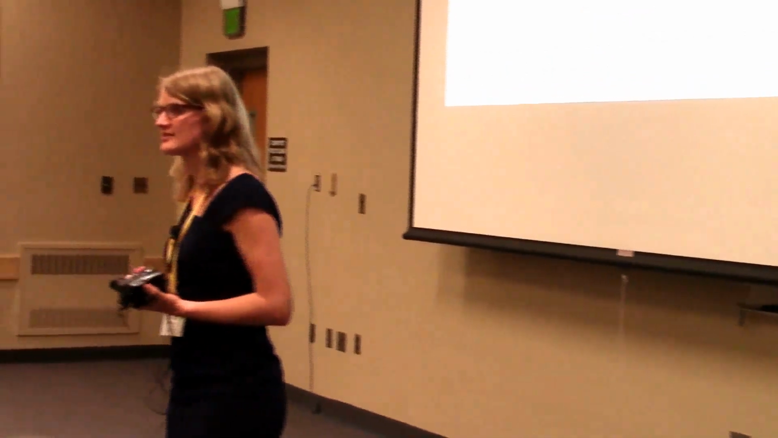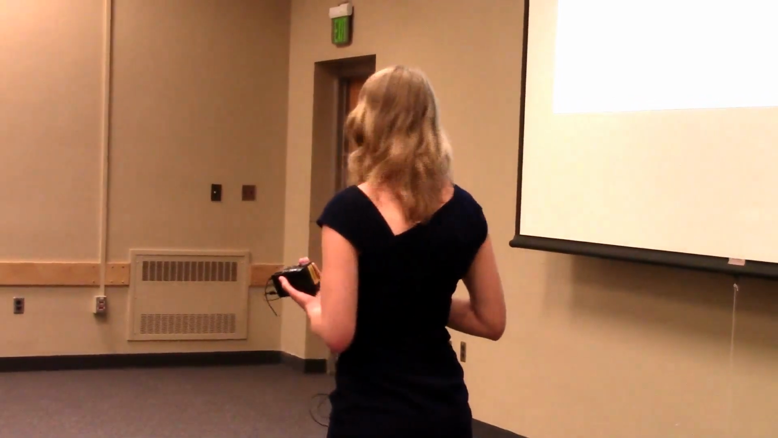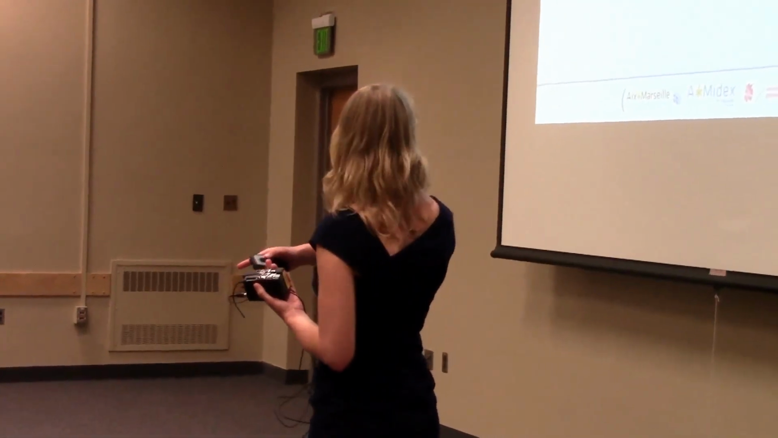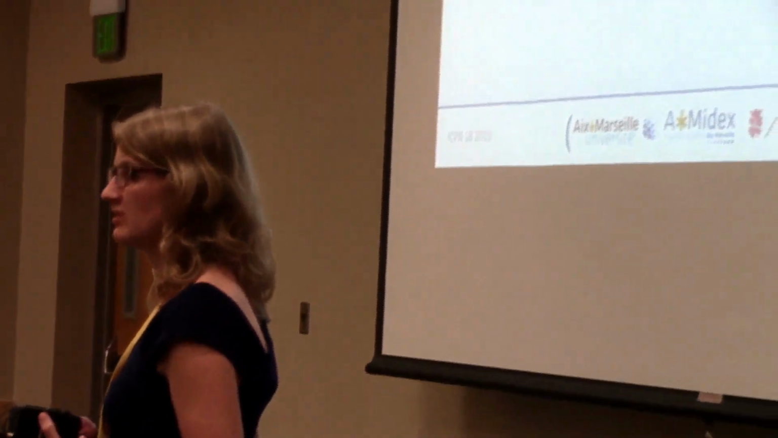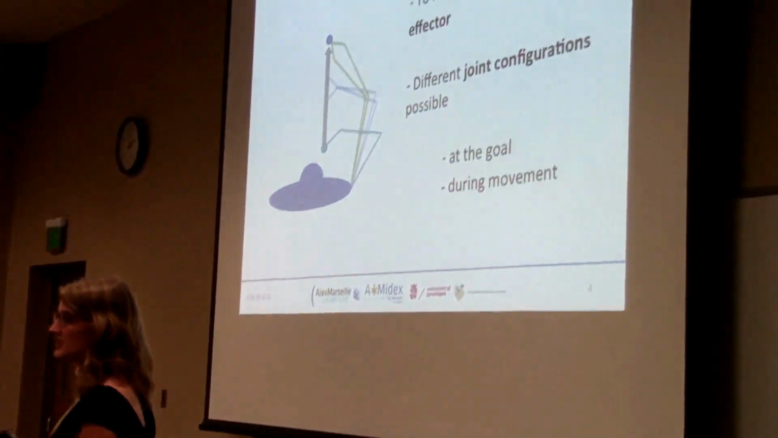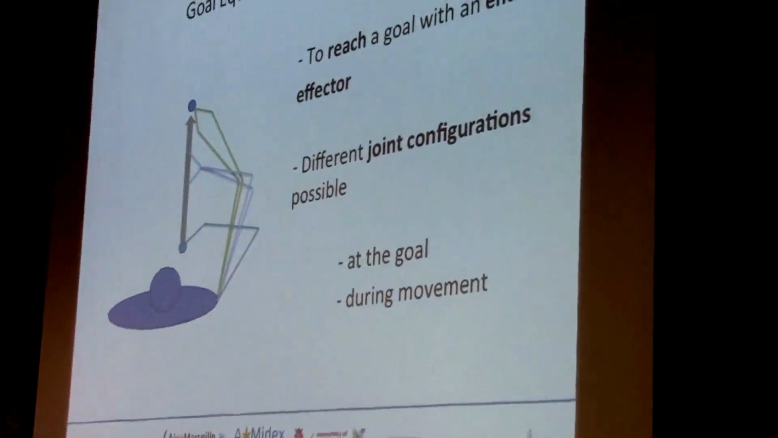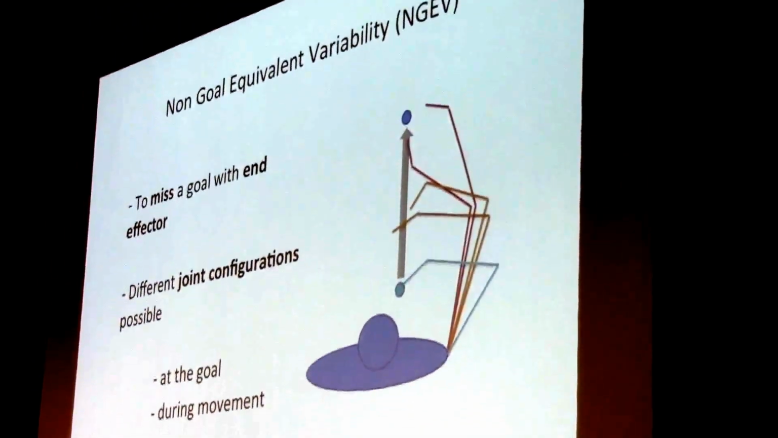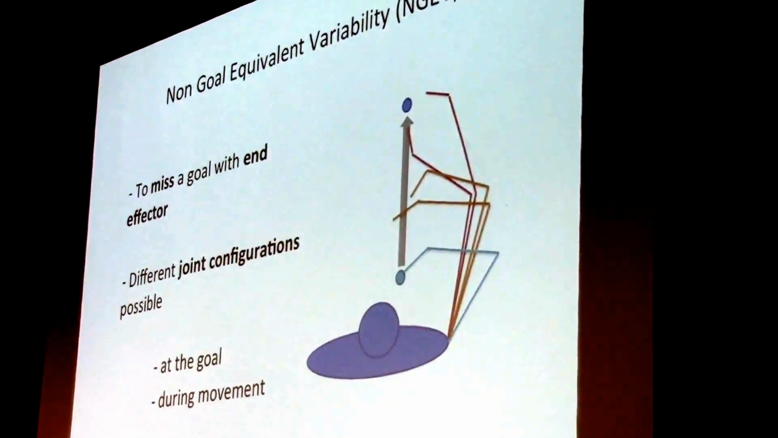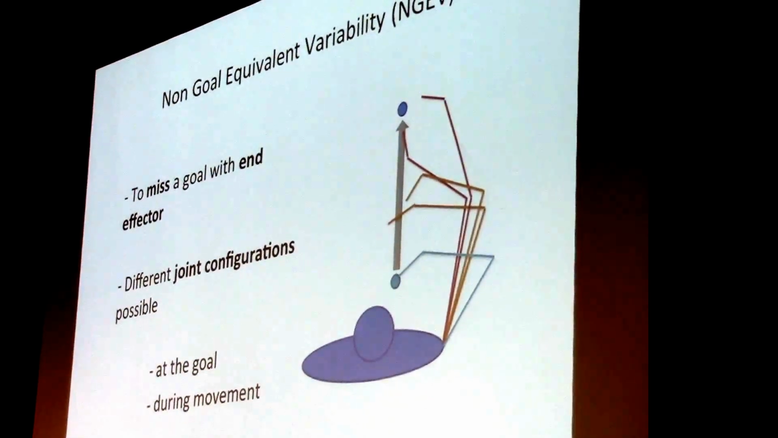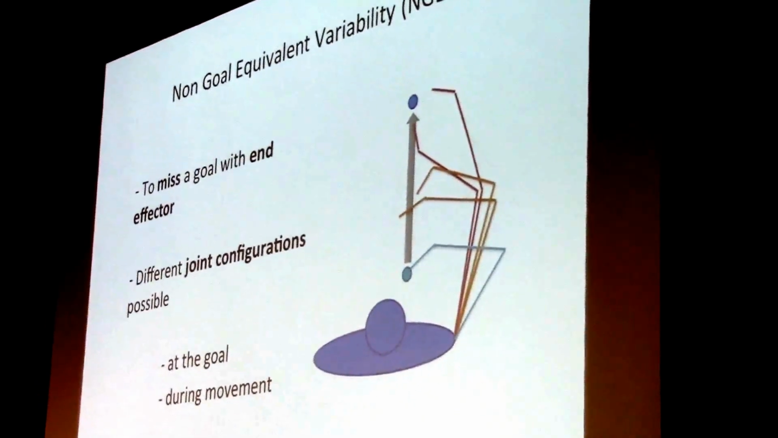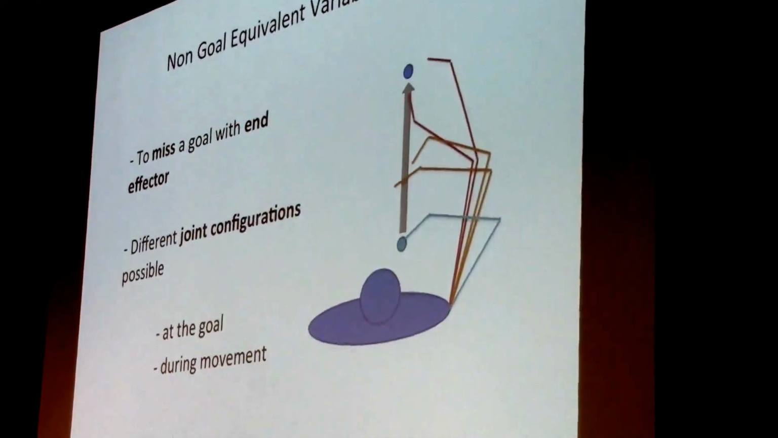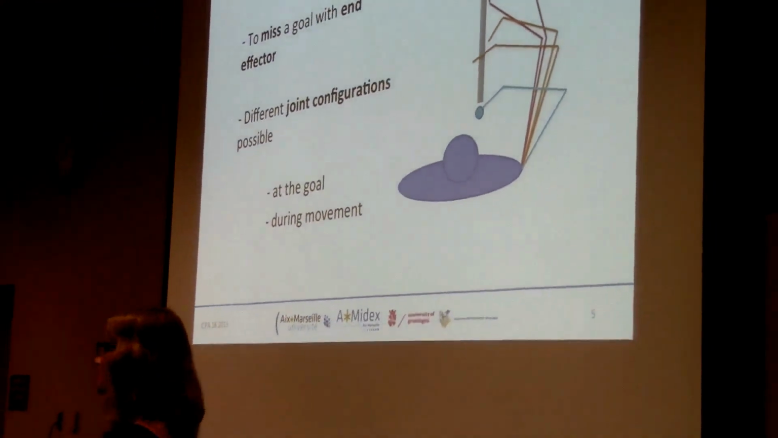Goal equivalent variability is the variability where you reach the goal. So to reach the goal and to stay at the goal, you can use different joint angle configurations. This is not only possible at the goal, but also during the movement. The second type of variability we have is non-goal equivalent variability. That is when you miss the goal. So you also have different joint angle configurations to miss the goal, and also during the movement, to get away from the mean path of the end effector.